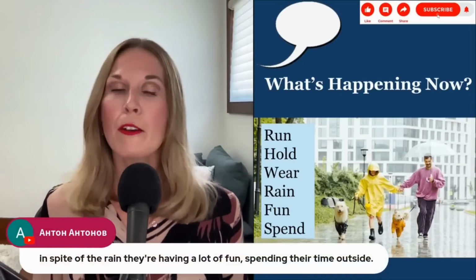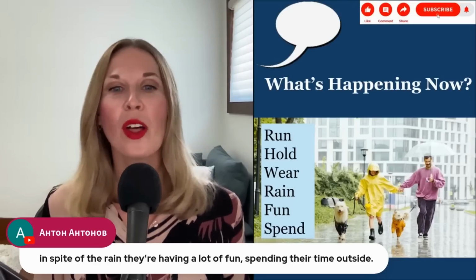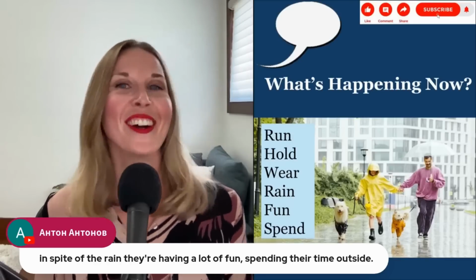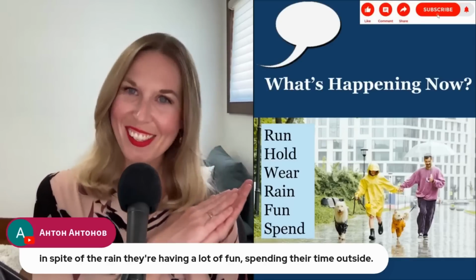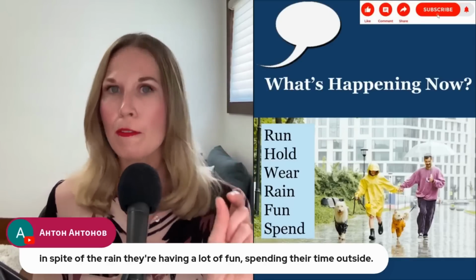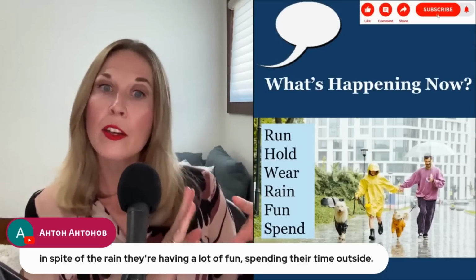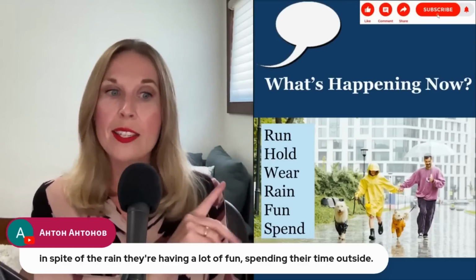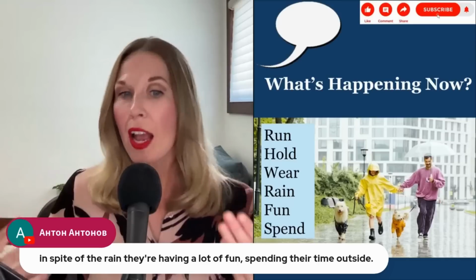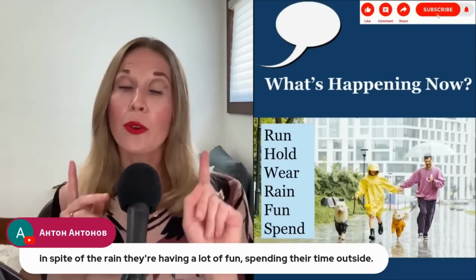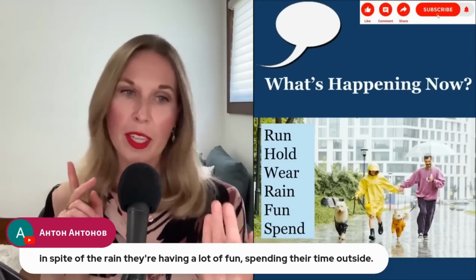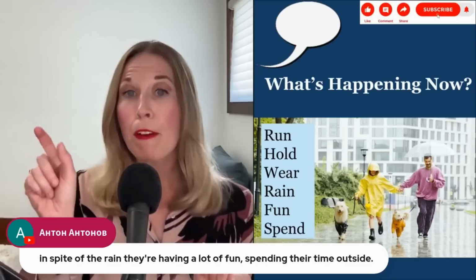In spite of the rain, they're having a lot of fun spending their time outside. Very nicely written. I like in spite of the rain because that sounds like it's something negative, but we're ignoring it. In spite of the rain, they're having a lot of fun. So, Antho, hopefully I said that correctly, used fun.